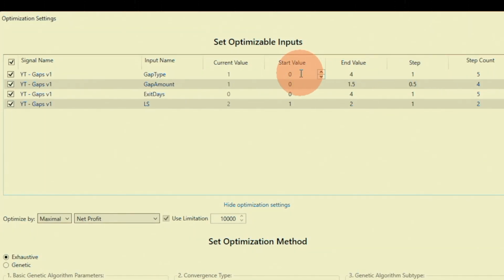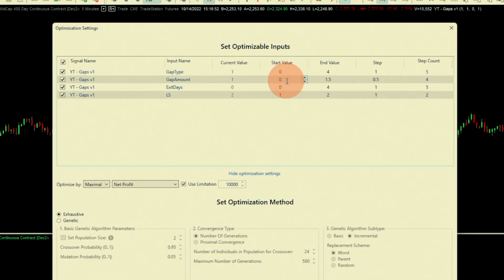Now 0 means there is no gap. I mean, there is a gap, but we don't care. We will trade anyway. I usually do this in order to find the original strategy before the filter. And then the gap amount, this is the amount in ATR that the gap will have.